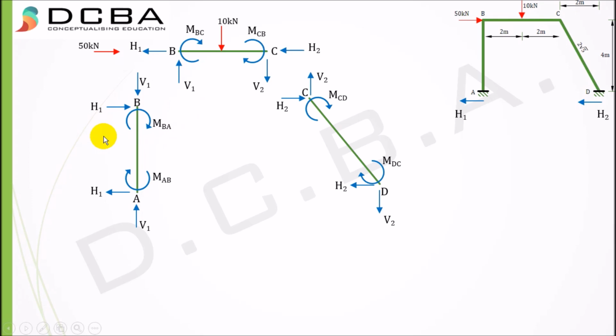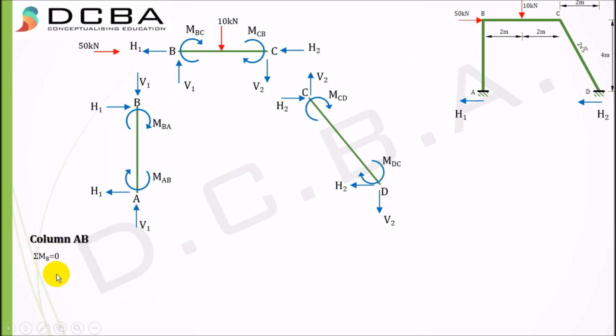But right now, since we do not know their values, we can assume them all to be clockwise, because we can assume them to be positive, right? So once we have drawn all these moments here, now what we will do is take the equilibrium of column AB.